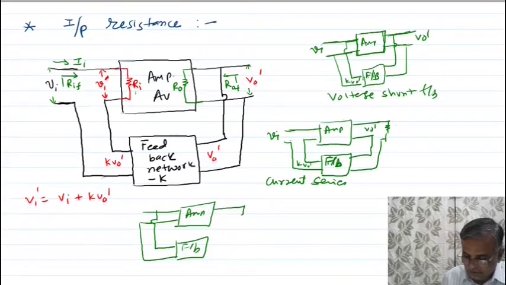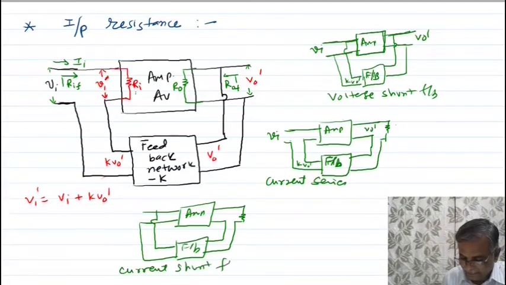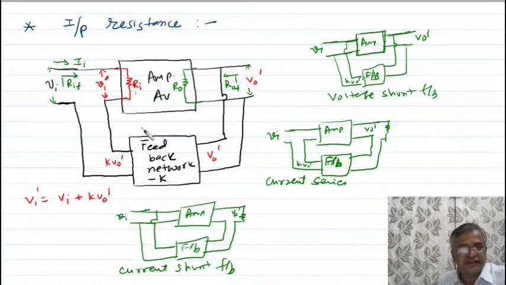See, this is your current shunt feedback. This is your Vi, this is your Vo dash. Look here. This is not a circuit, but let me say a block diagram of a voltage series feedback. You know what voltage feedback is. If the feedback is proportional to output voltage, it is called voltage feedback. Now this is in series, you can see here.